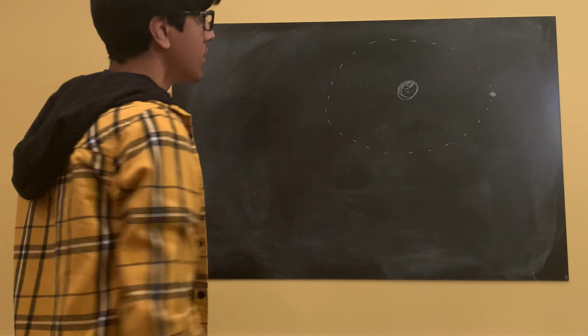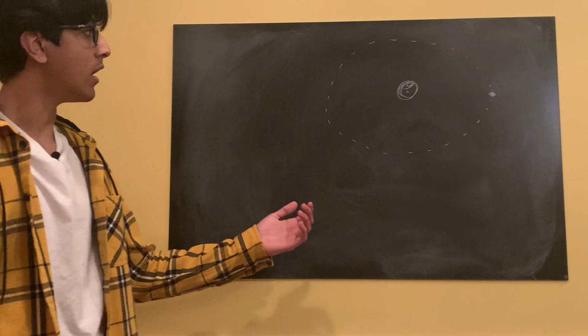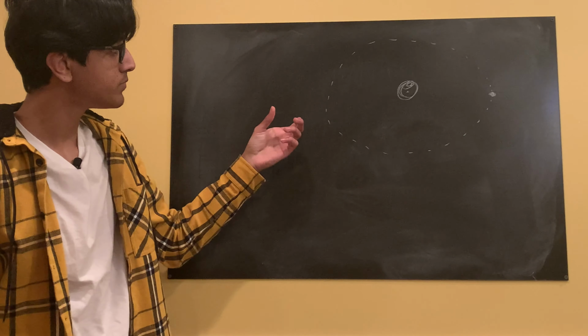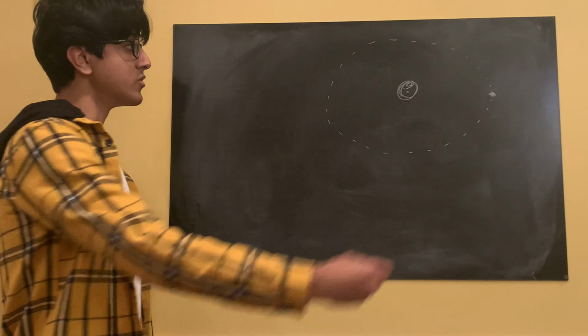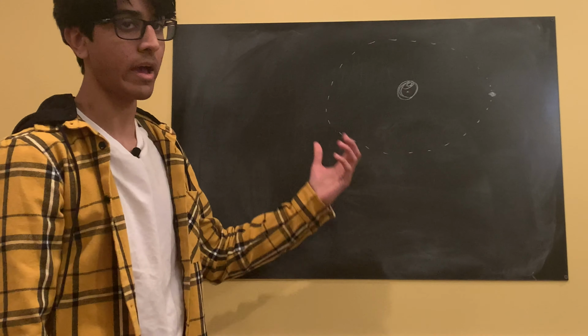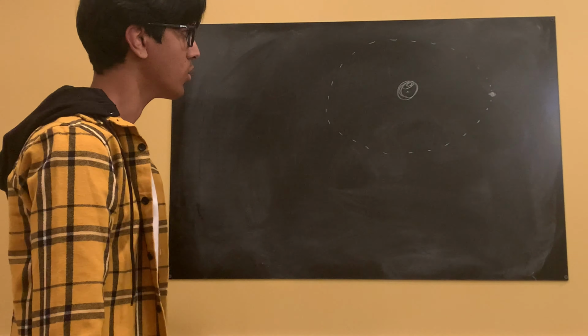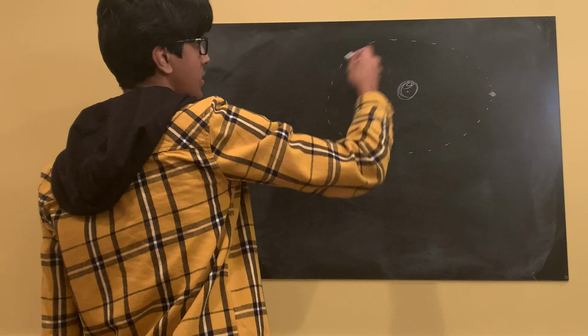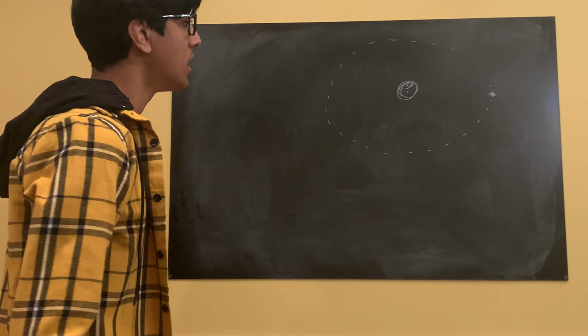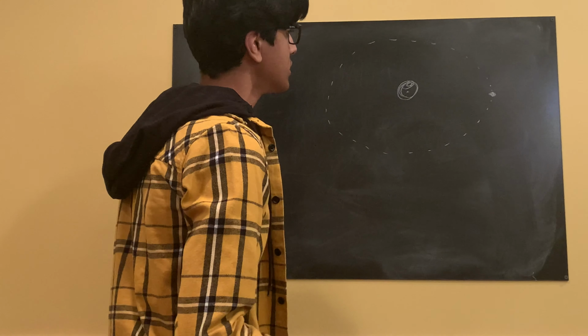It's going around this planet in a circular motion, and its centripetal acceleration is gravity. That's what's keeping it in this orbit. So the gravity from this planet is the force that's keeping the satellite in this circular motion.